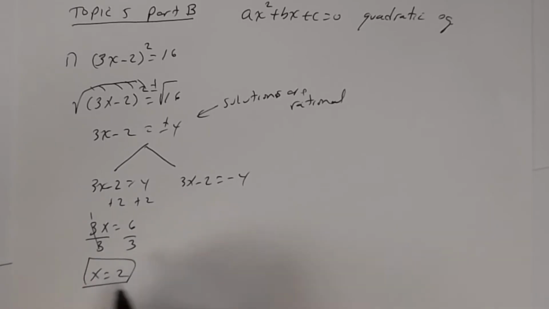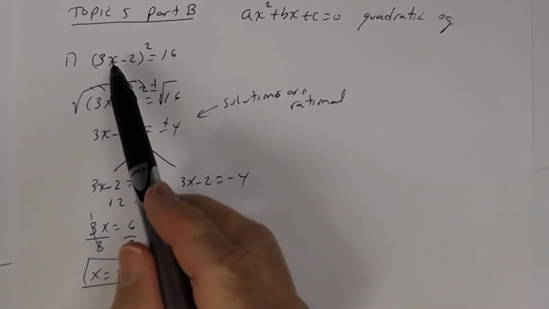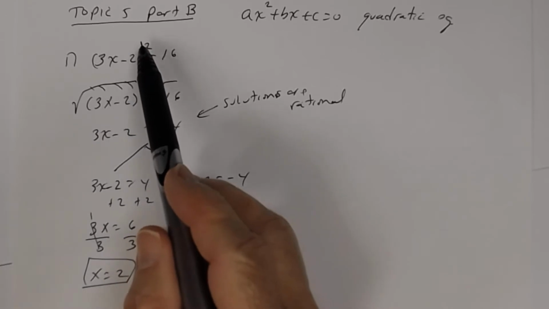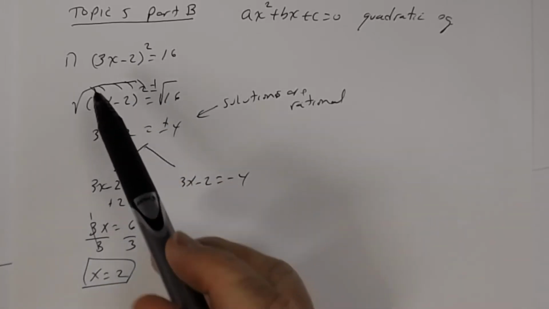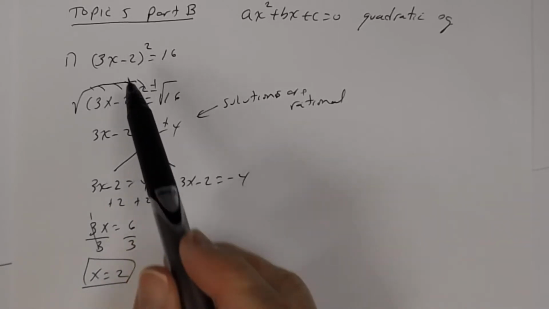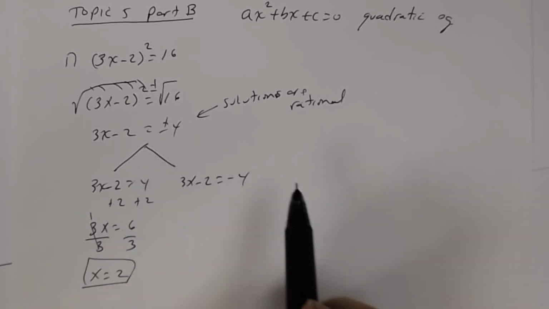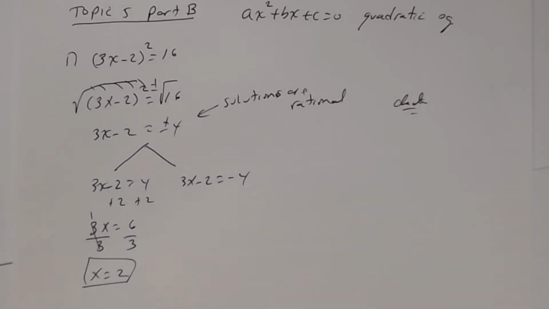All right, so that's one of my solutions. And you can check it real quick. Let's check x equal 2. Watch. 3 times 2 is 6. 6 minus 2 is 4. 4 squared is 16. See that? So to check, you just go back to the original problem, and wherever you see the variable x, you substitute 2. And so I'm just going to go ahead and write it down right here. Now you don't have to check, so just keep that in mind.